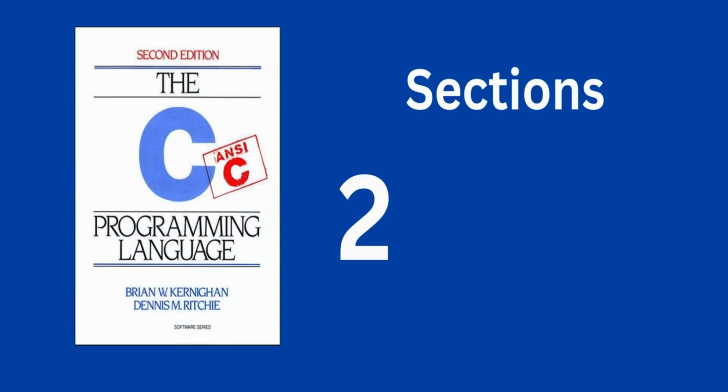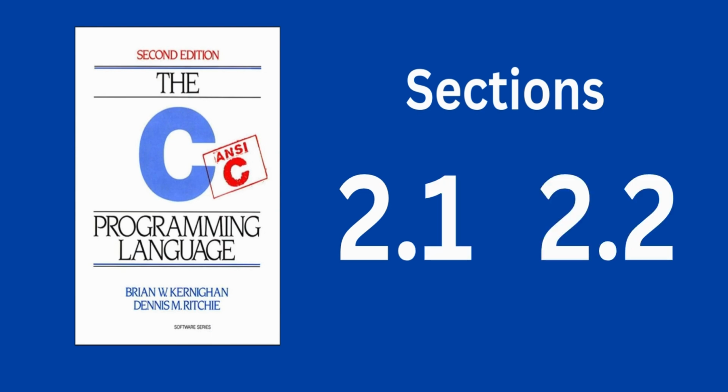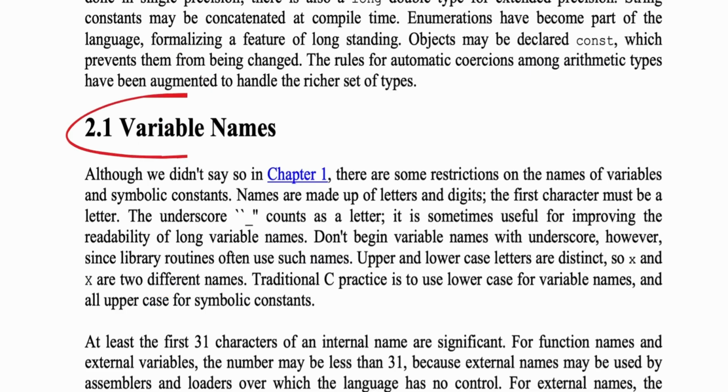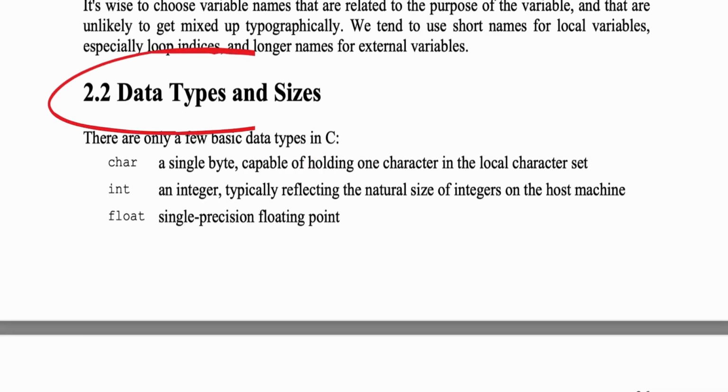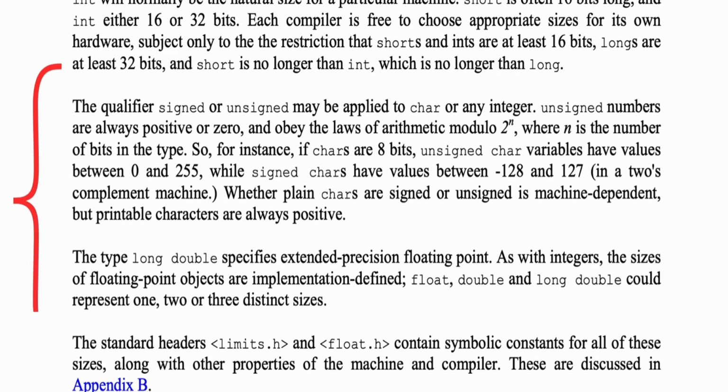Welcome back, everyone. Today we're going to be jumping back into the C programming language and getting into sections 2.1 and 2.2. We're going to talk a little bit more about variables, in particular variable naming principles, dive into data types and sizes, and lastly get into a little nitty-gritty with qualifiers and headers.